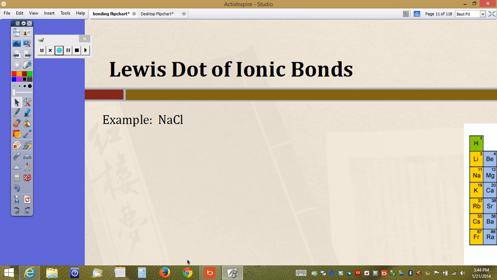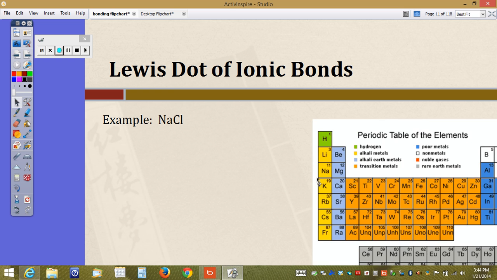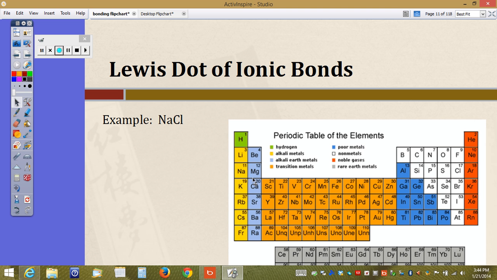Okay, doing the Lewis dot of ionic bonds. We have our example here, sodium chloride, the metal and the nonmetal. You want to start by figuring out what the valence electrons are going to be. Now, sodium is right here, and chlorine is over here. Sodium has one valence electron. I'm going to represent his one valence electron by an X.